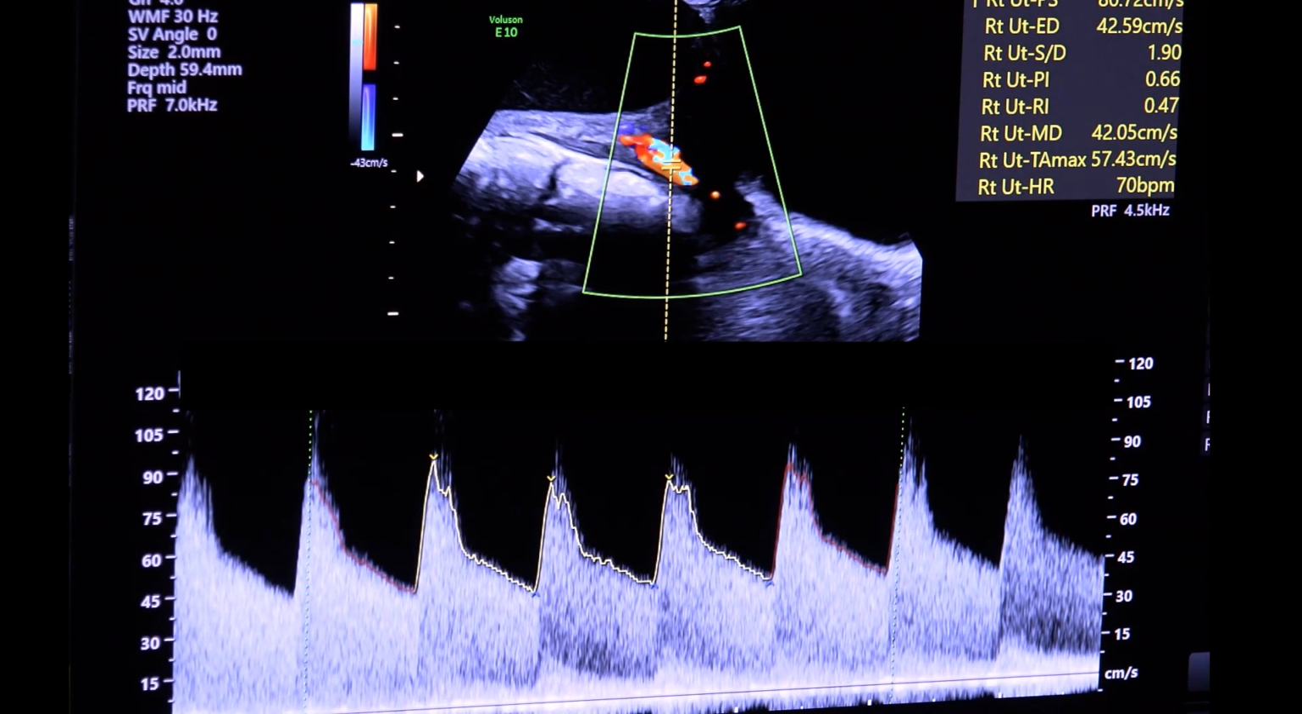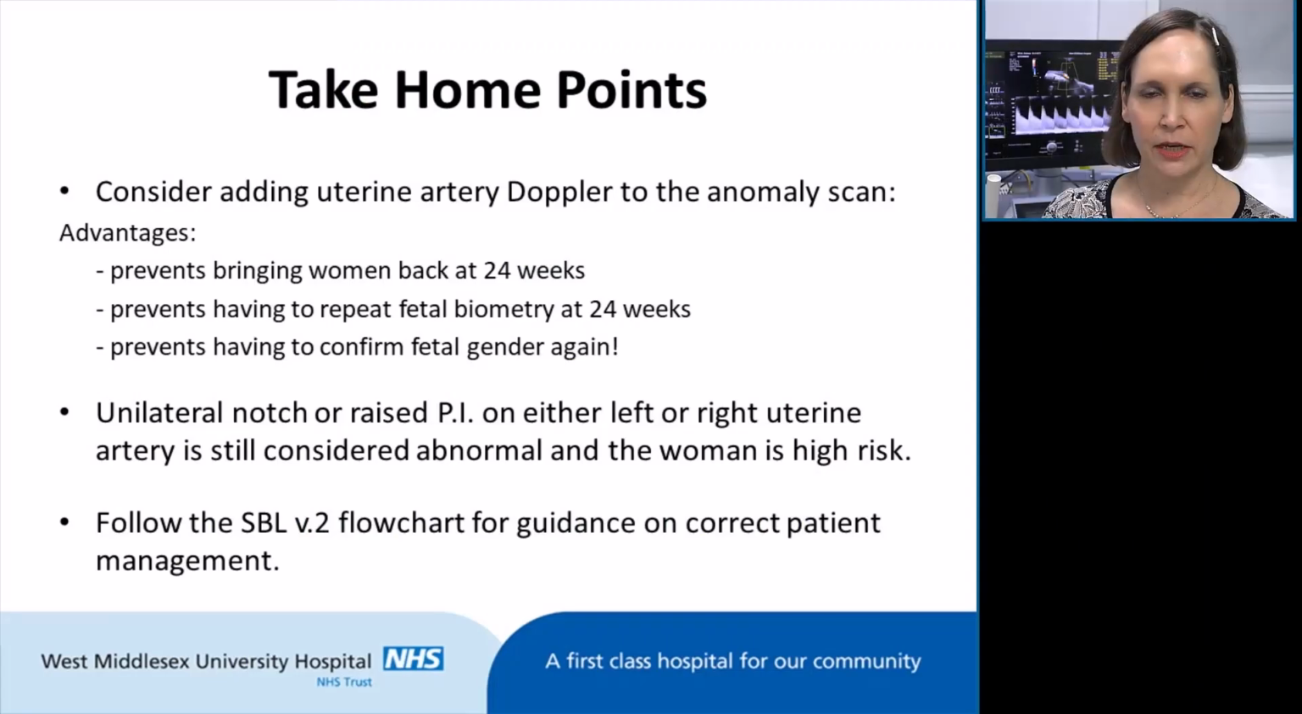Now what's important to remember is you can have either a PI value over 1.45 on either the left or the right uterine artery, or you can have a notch on either the left or the right uterine artery, and that will still be considered high risk. So for the ladies to be considered low risk, you have to have PIs below 1.45 and no notches on either side.